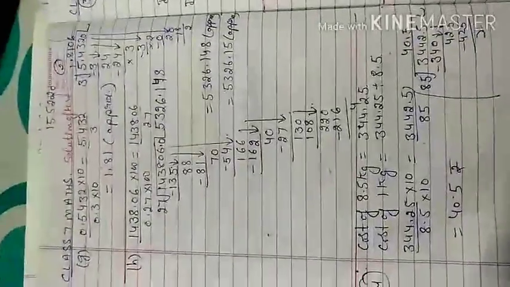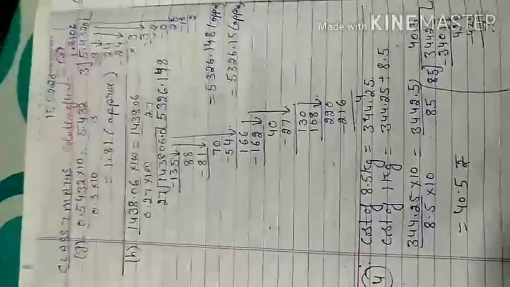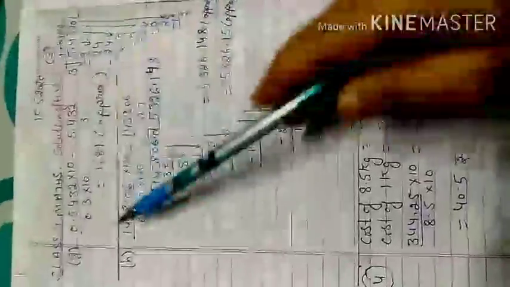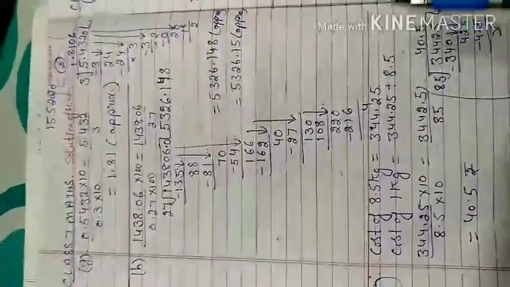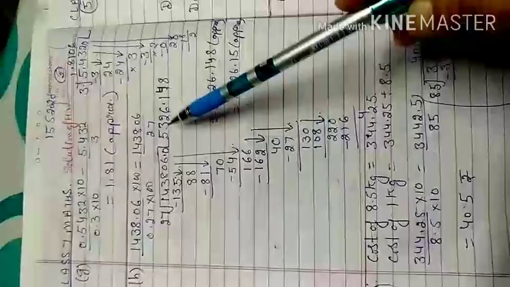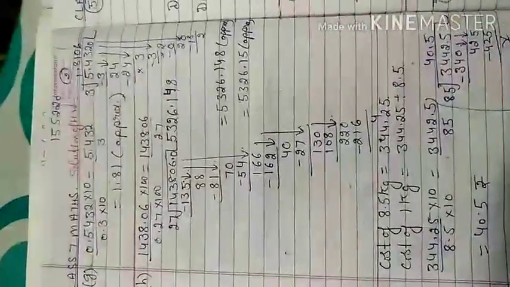So this is your G part. G part you have to solve 1.8106, and H part is also in the denominator 0.27 multiplied by 100 to remove the decimal in the denominator, and after division you will get 5326.148.